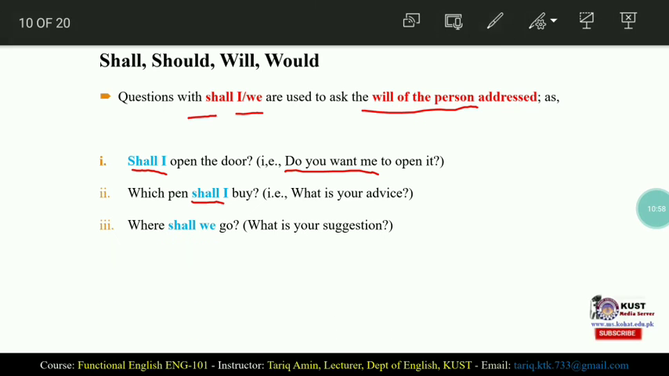Where shall we go? What is your suggestion? In this question, the speaker wants to ask the suggestion of the person. A request for suggestion: where shall we go? What do you think? What would be the best place for us? Where shall we go?